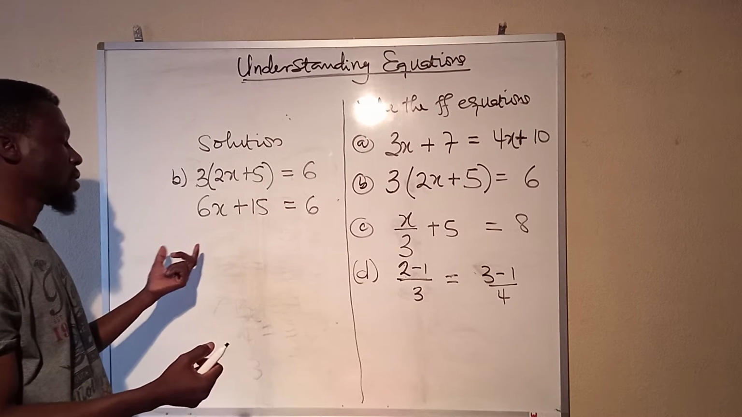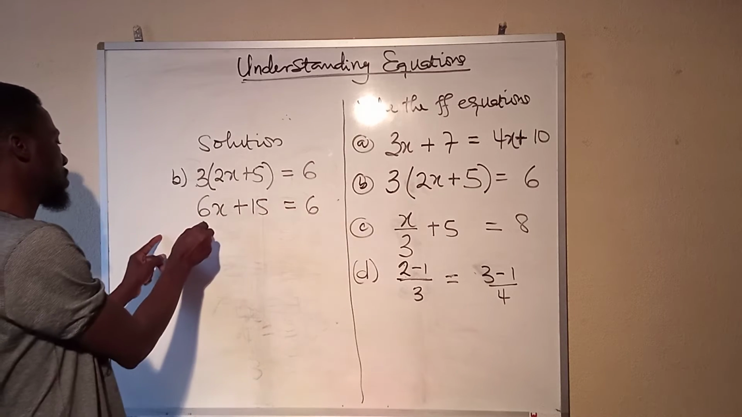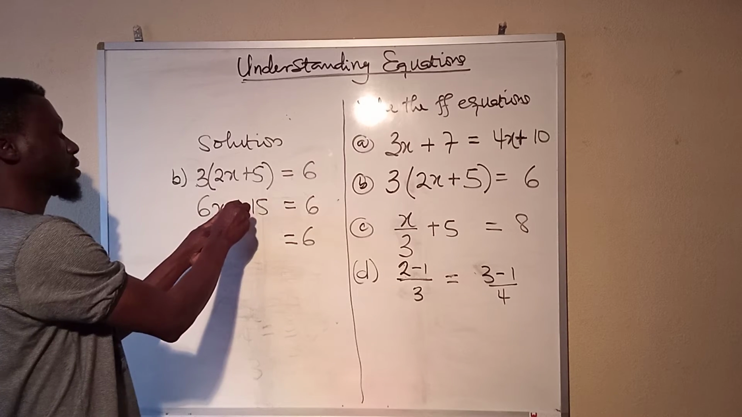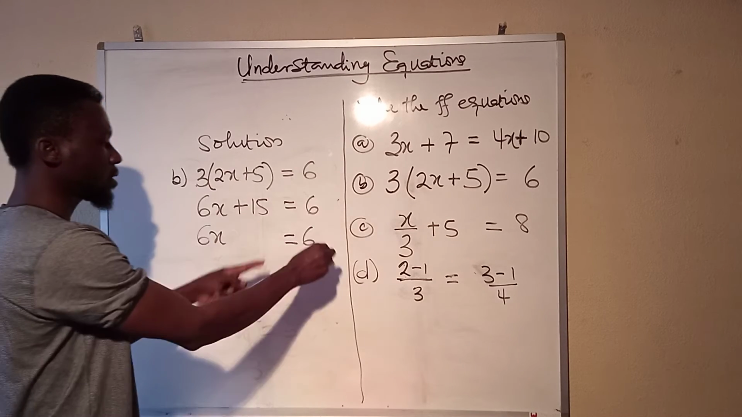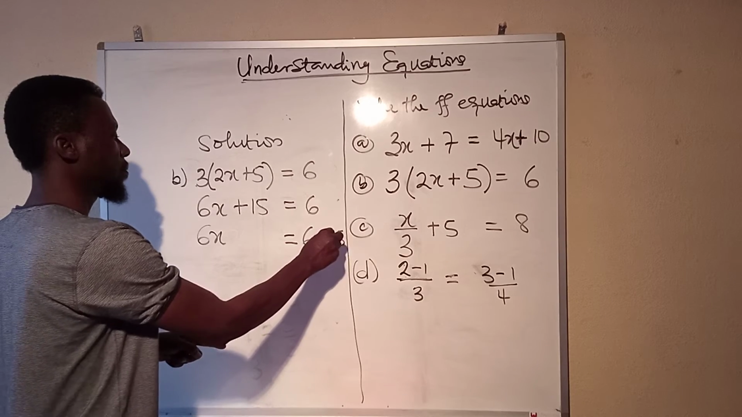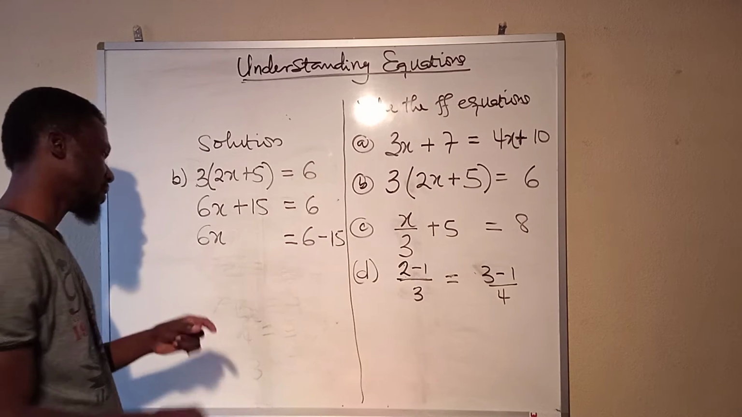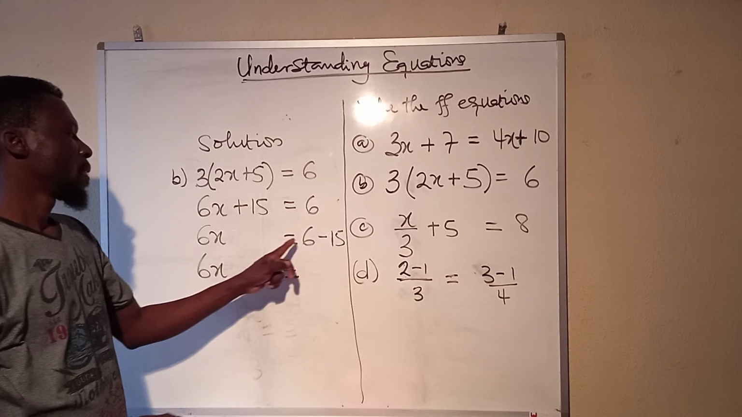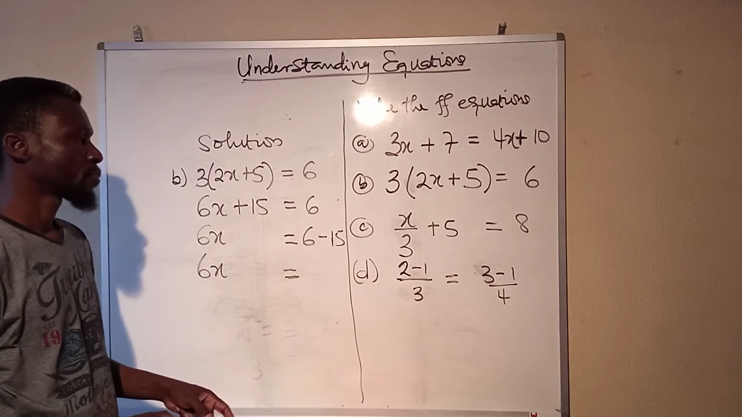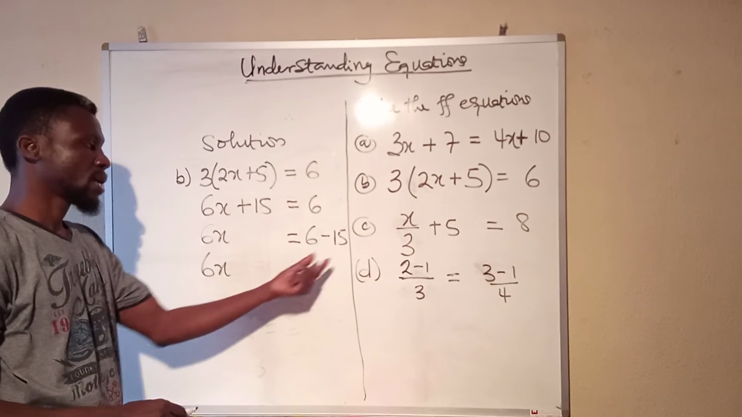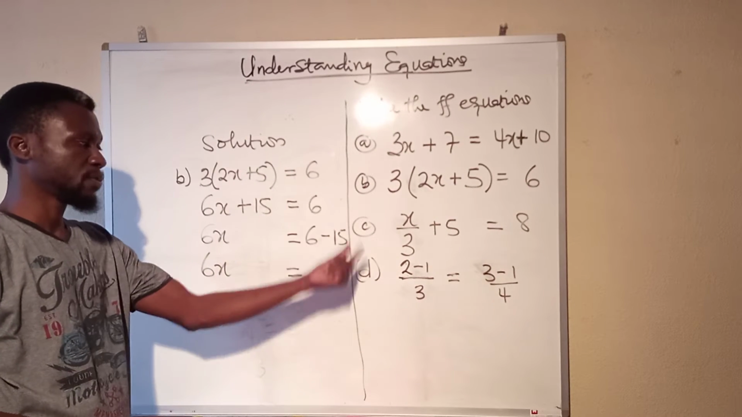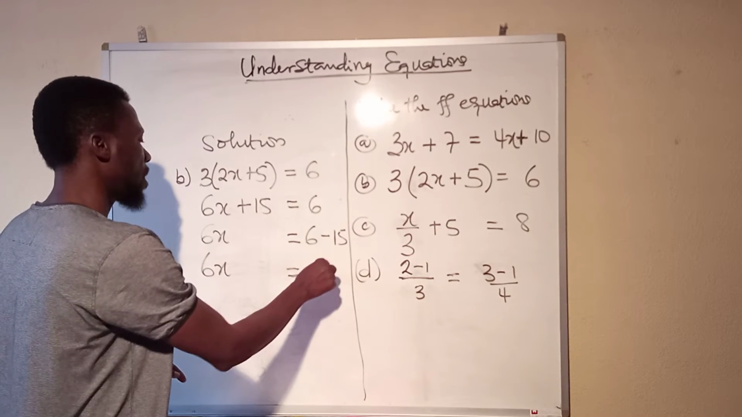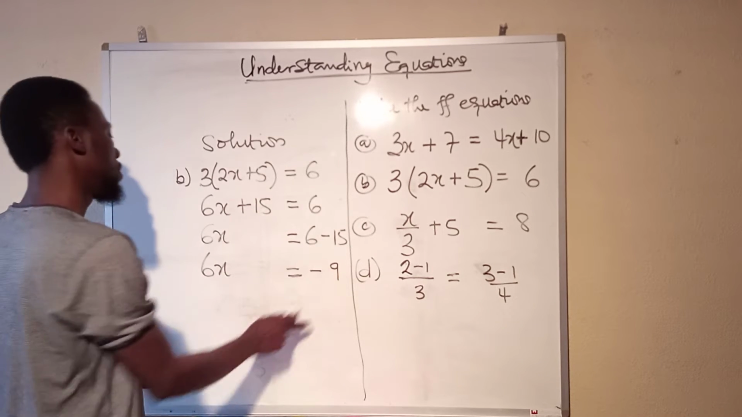Then we group like terms. Of course, there's no other term with x over here, so 6x will stay on its own. This equal sign is here, this 6 will be here. This 15 is positive. When it crosses the equal sign, it must be negative 15. This process is called grouping of like terms. So we shall have 6x to be equal to 6 minus 15 will give us negative 9. We are subtracting a bigger number from a smaller one. 15 minus 6 is 9, but 6 minus 15 is negative 9. So we shall have here negative 9. Sorry. So now what do we do?